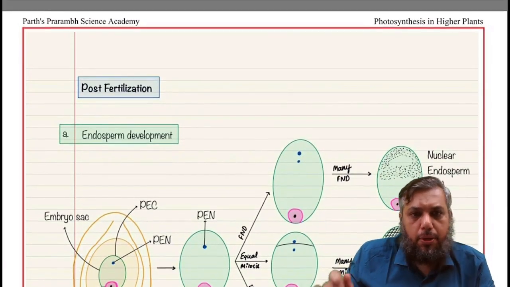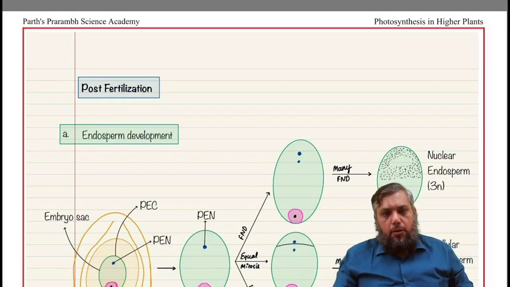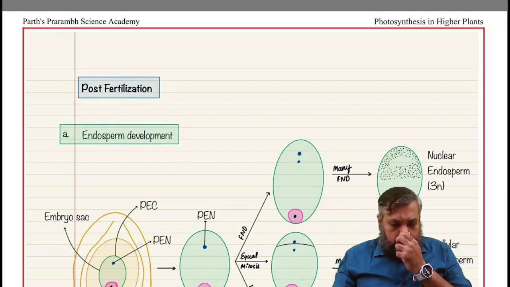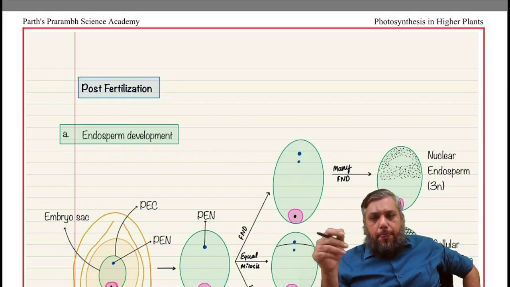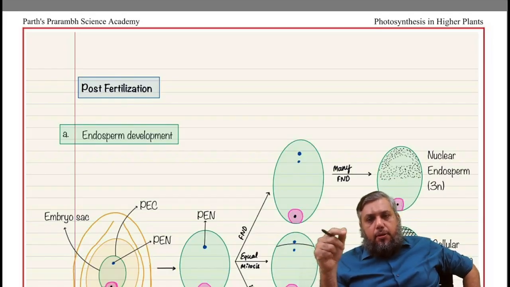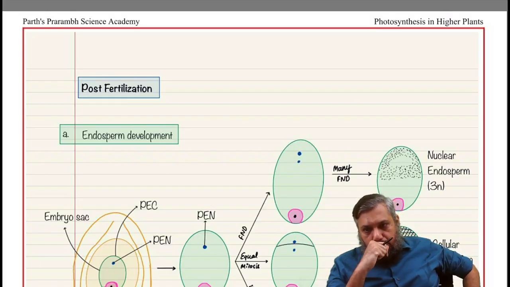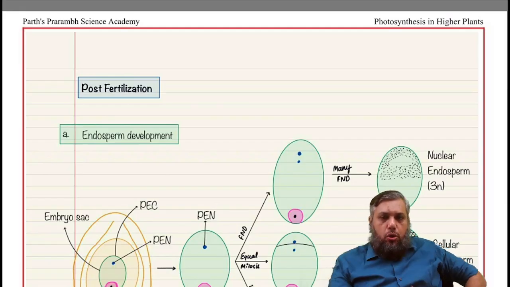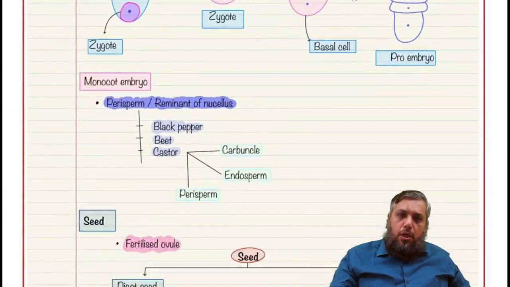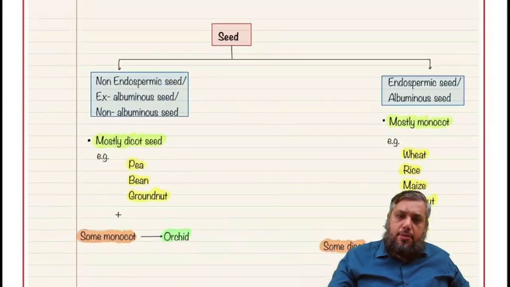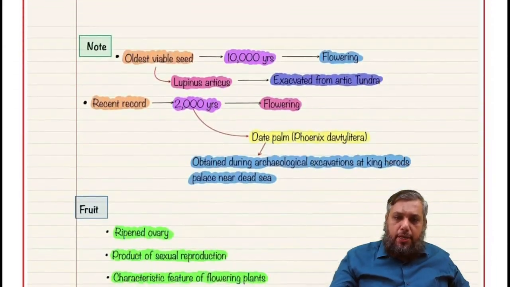has greatly improved our crop breeding programs. Now, here, after studying about the male gametophyte, female gametophyte, and discussing about pollination, the next logical step in the whole process is going to be a process which is called double fertilization.